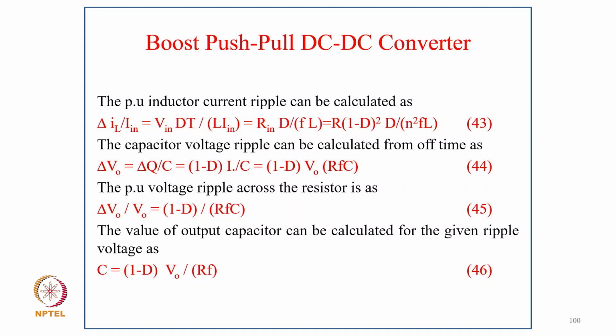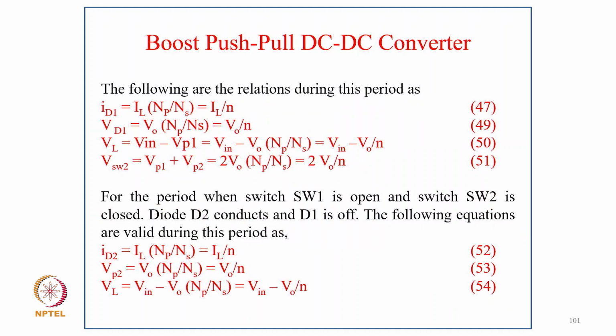The capacitor voltage ripple can be calculated from half time: delta V0 equals delta Q upon C, and equal to (1 minus D) into I upon C, or (1 minus D) V0 upon R F C. The per unit voltage ripple across the resistor is delta V upon V0, (1 minus D) upon RFC, and the value of the output capacitor can be calculated as C equal to (1 minus D) V0 upon R F.